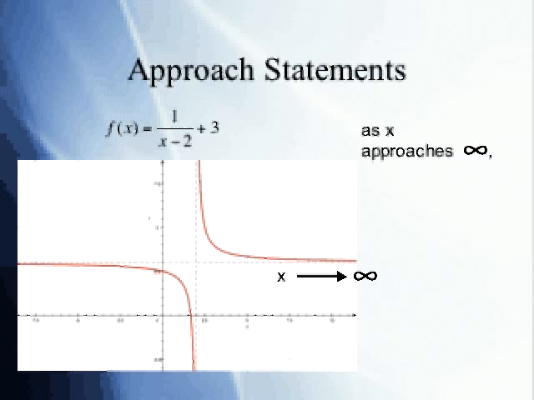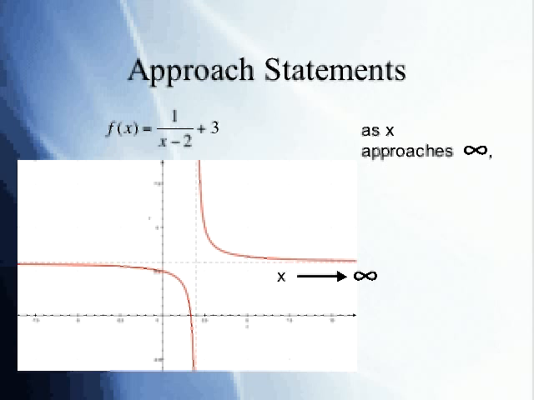To write an approach statement, we're first going to look at x approaching infinity. As we travel along the x-axis to the right in the positive direction and move towards infinity, what is going on with the function in its range? We see that the function is approaching the asymptote y equals 3.